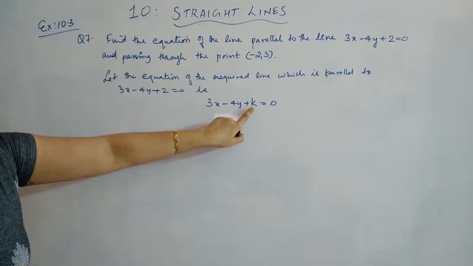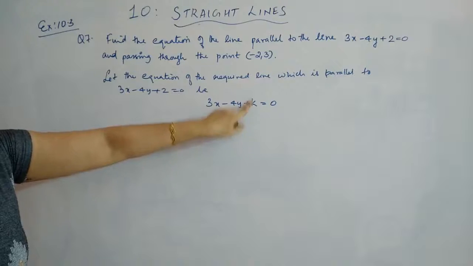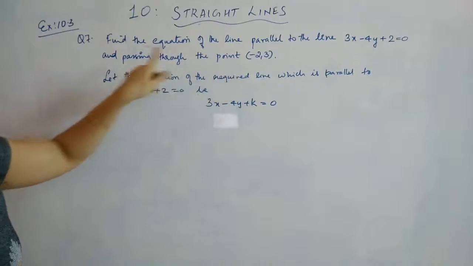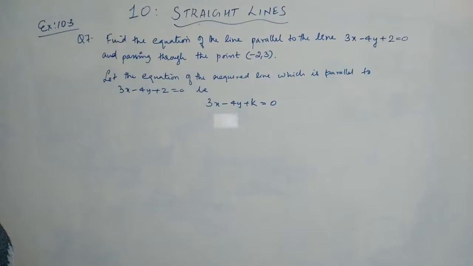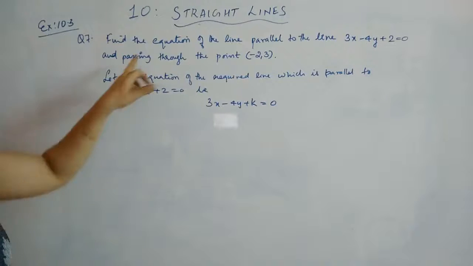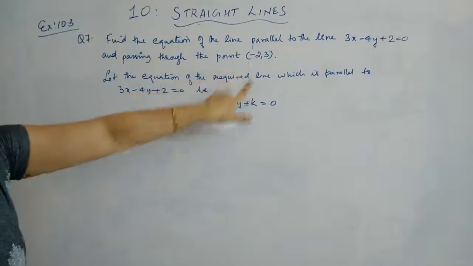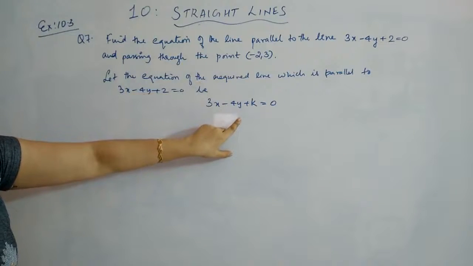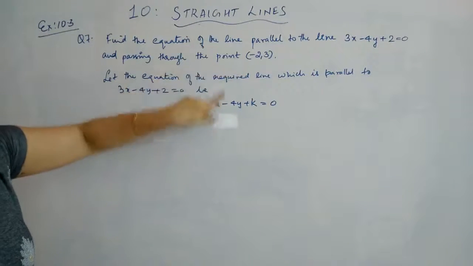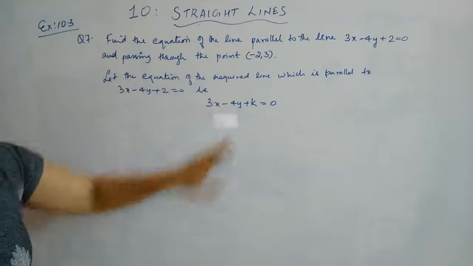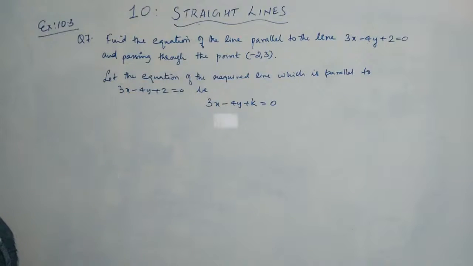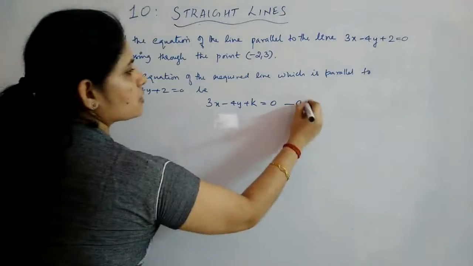That k will be found out by using the other concept which is given in the question, that is the required line is passing through the point minus 2 comma 3. That means this point will satisfy this equation. What do you mean by satisfy this equation? Replacing with x and y, the equation will be satisfied. So that concept will give you the value of k. Okay, so substitute this as 1.